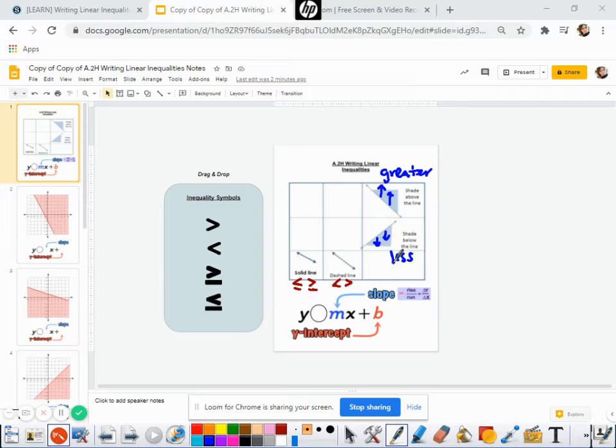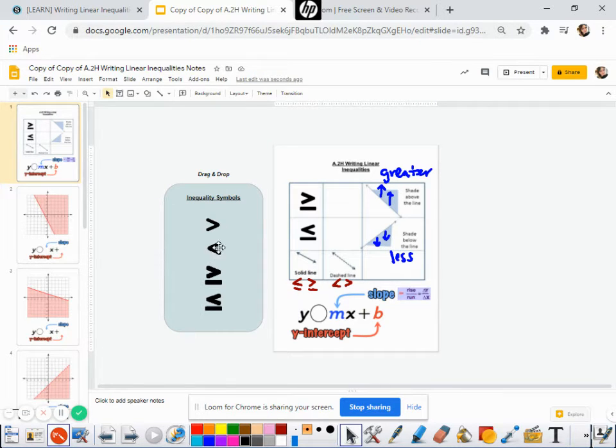than. So we're going to take these inequality symbols and we're going to put them over here so that we know when we're looking at these graphs what symbol to use. So solid line is going to be one of these two. If it's shaded above, it's greater than. So I'm going to move my greater than or equal to here. That symbol means it's going to be shaded above and it's going to be a solid line. If I move the less than or equal to here, that means it's going to be a solid line and it's going to be shaded below.